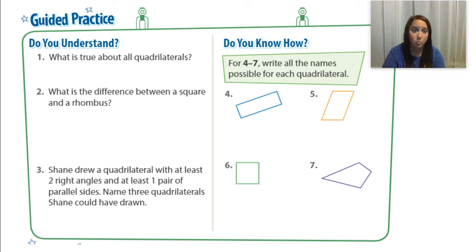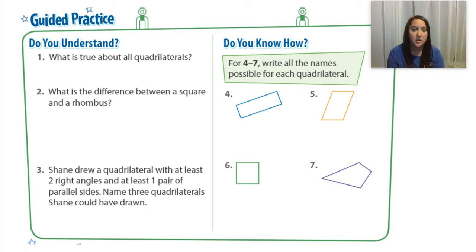Number two says, what is the difference between a square and a rhombus? Well, a square always has four right angles, and a rhombus doesn't always have four right angles. They both have equal sides. They both are parallelograms. But the difference between a square and a rhombus is that a square always has four 90-degree angles.